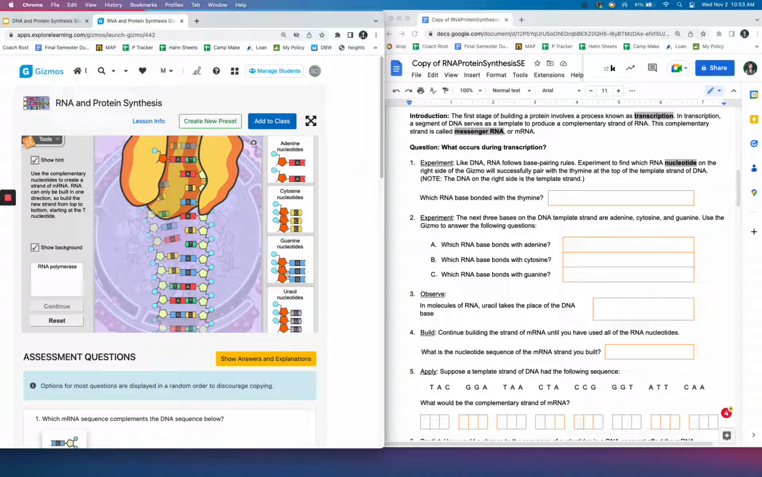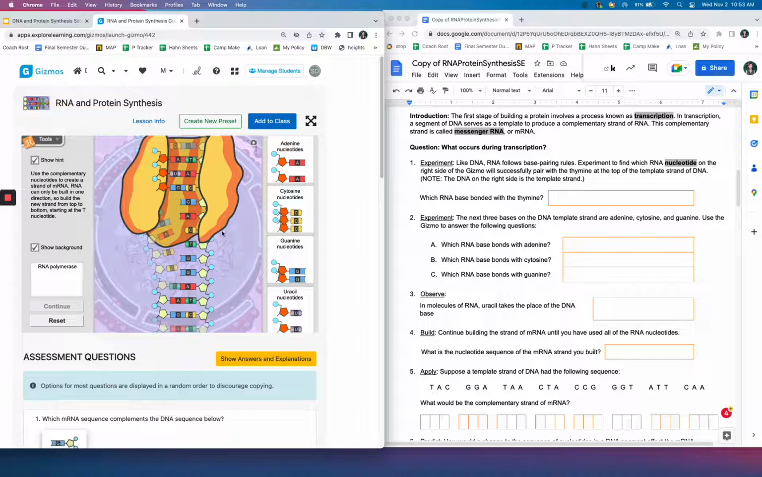And so here's another one. So we know this should be A and T, but RNA doesn't have any T's. So we have to find a U. Okay. And then here we need to figure out which RNA base bonds with C. And I'm going to pause it while I finish.